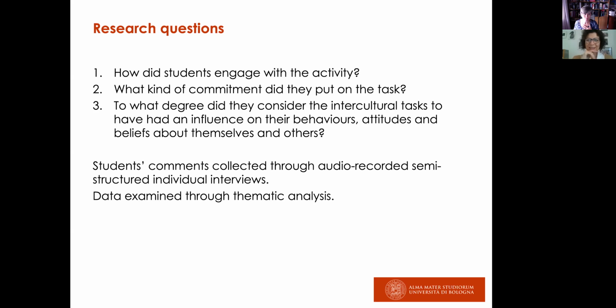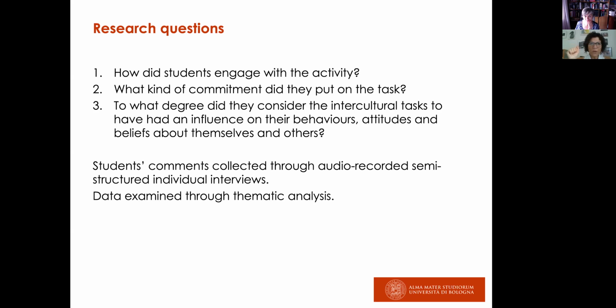So after this example of the written task, let's go back to our research. As Anna explained, the research questions we identified in this study were: how did students engage with the activity? What kind of commitment did they put on the task? And to what degree did they consider the intercultural task to have had an influence on their behaviors, attitudes, and beliefs about themselves and others? Students' comments were collected through audio recorded semi-structured individual interviews of salient transcribed parts, supported by a thematic analysis of the written reflection.